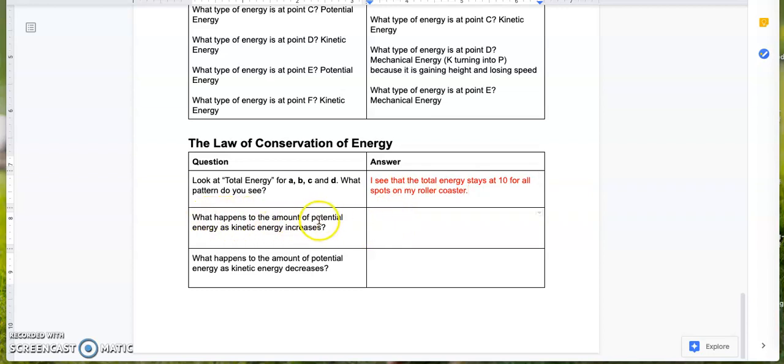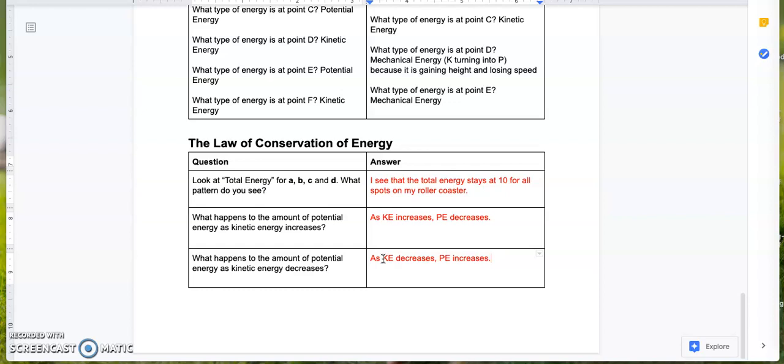What happens to the amount of potential energy as kinetic increases? What I'm hoping you notice with the pattern is that as kinetic energy increases, potential energy decreases or goes down. They're opposites. One goes up, the other goes down. And that's what's asked here. What happens to the amount of potential energy as kinetic energy decreases? So as kinetic energy decreases or goes down, potential energy does something. Press pause and put this in. Press play to begin again. So hopefully you put down that potential energy increases because they are opposites.